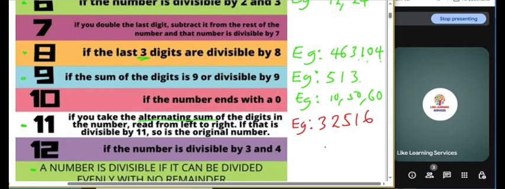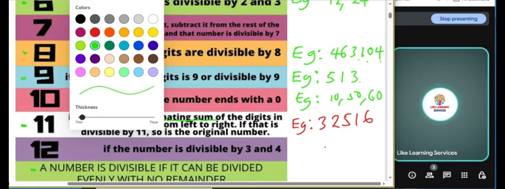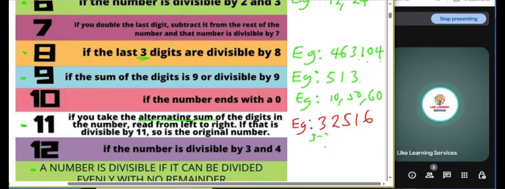Let's do the alternating sum, starting from minus. 3 minus 2 is 1, plus 5 is 6, minus 1 is 5, plus 6, 11. Whatever you get, if it is divisible by 11, then the number itself is divisible by 11. In fact, anything you get, if it is a multiple of 11, and that includes 0 or even minus 11.